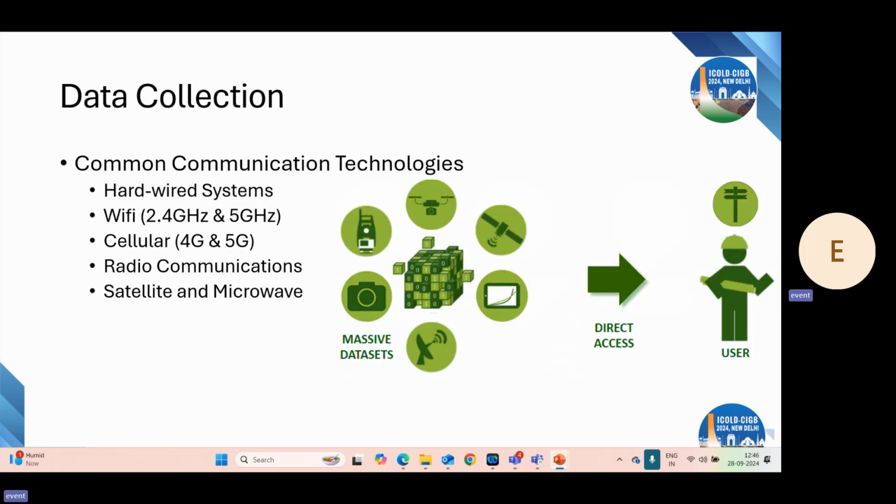So data collection may seem very straightforward, but there are a lot of challenges in terms of how it's collected, when it's collected, how the data is transmitted, how it's stored, and how it's transferred over for final analysis and computing. But basically, we need all of this data to make its way to the end user, and the end user needs to have direct access to all these types of data as well.